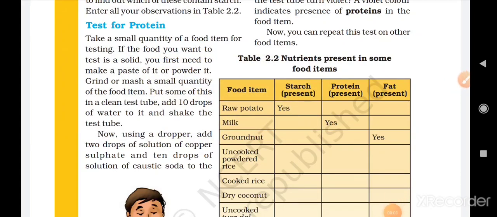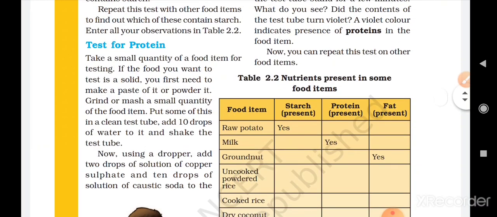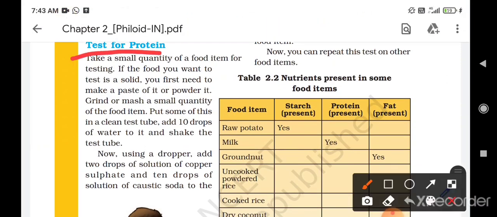Good morning class. In today's video, we are going to understand the test for the presence of protein in our food. So we all know that proteins are nitrogenous compounds, which we learned in the previous chapter.